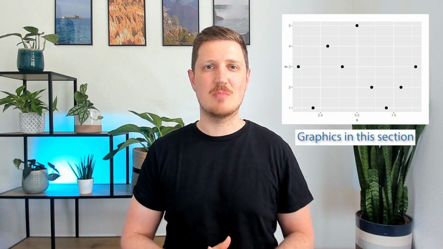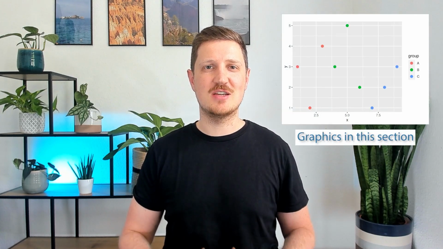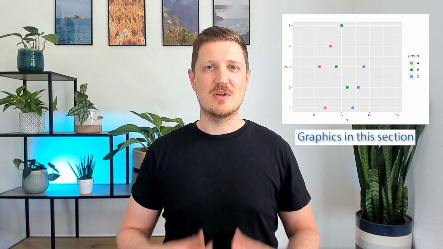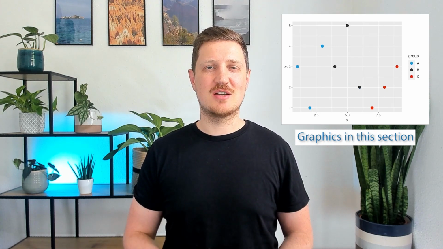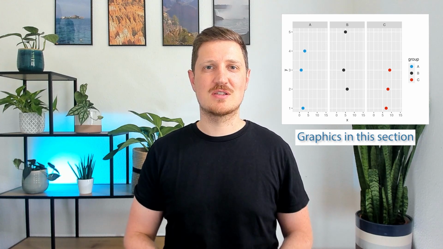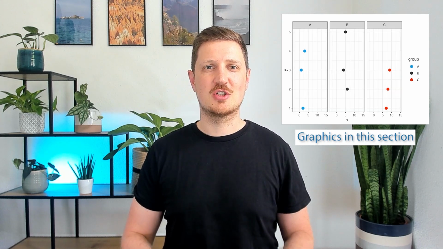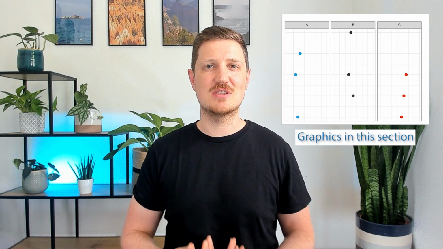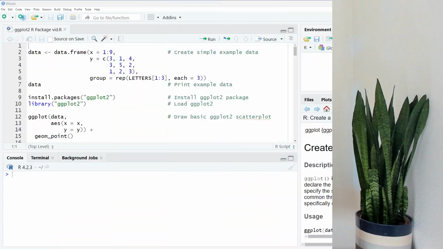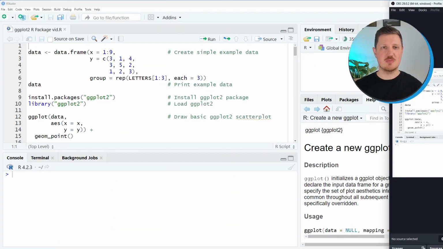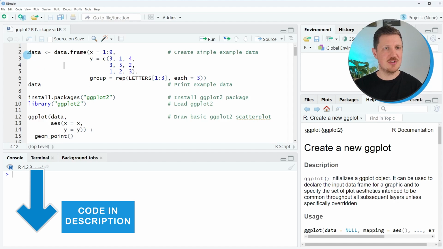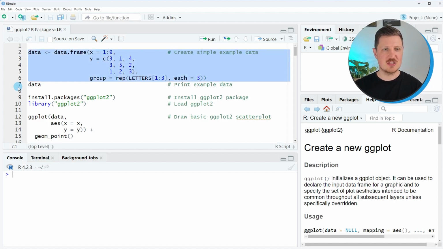As explained, the ggplot2 package uses the grammar of graphics to create data visualizations. In the next section, I will demonstrate how to apply this grammar of graphics using the ggplot2 package to visualize a very simplified dataset. As a first step, before we can draw a ggplot2 plot, we need to create some example data, as you can see in lines 2 to 6 of the code.